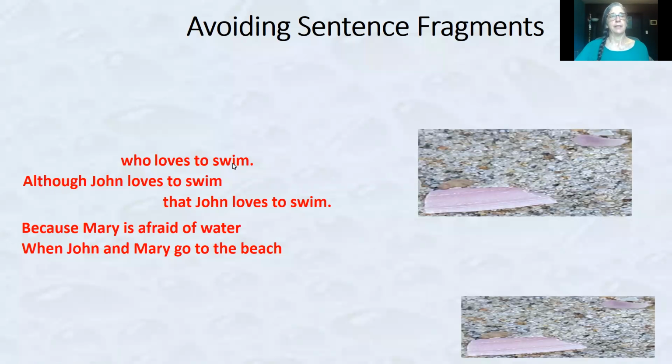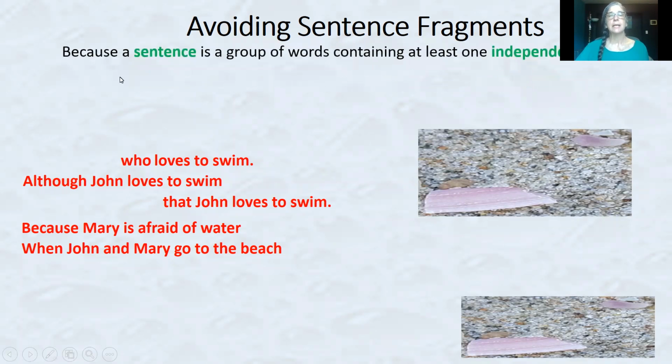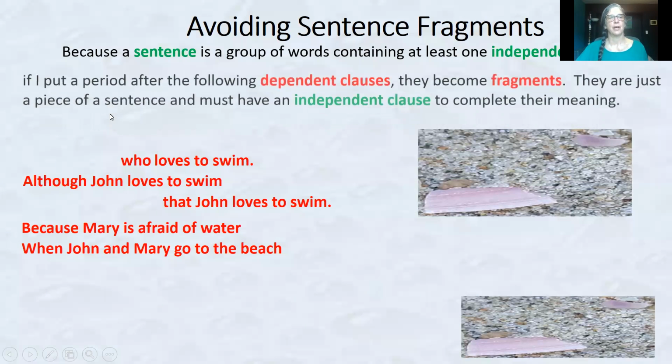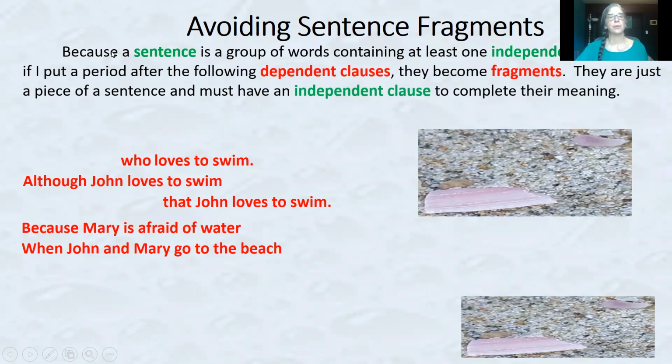But now let's look at these. Because a sentence is a group of words containing at least one independent clause, by the way, that is the best definition of a sentence I've ever found. Get rid of the because that makes the first part of this dependent. Let's go ahead and finish that thought. Okay, but let's just get rid of the because and make this a sentence: a group of words containing at least one independent clause.